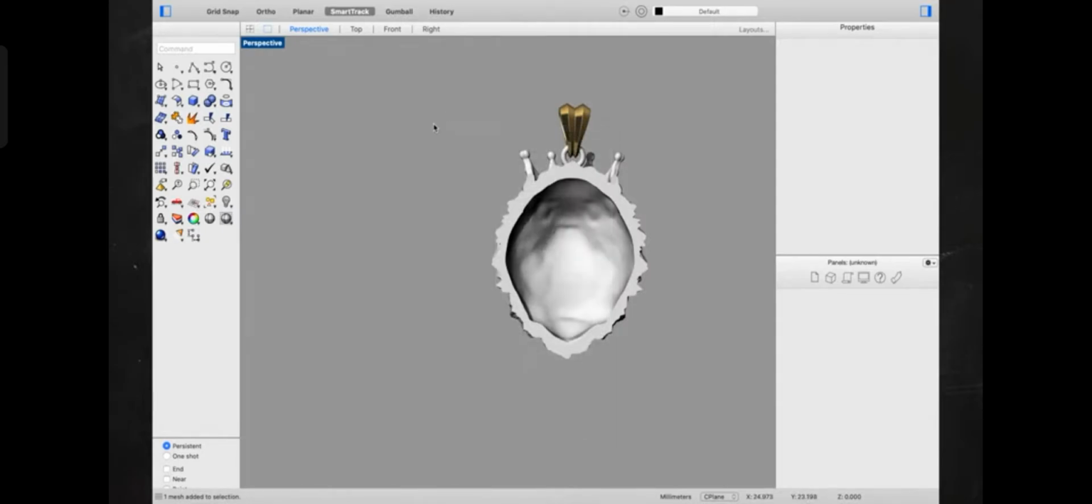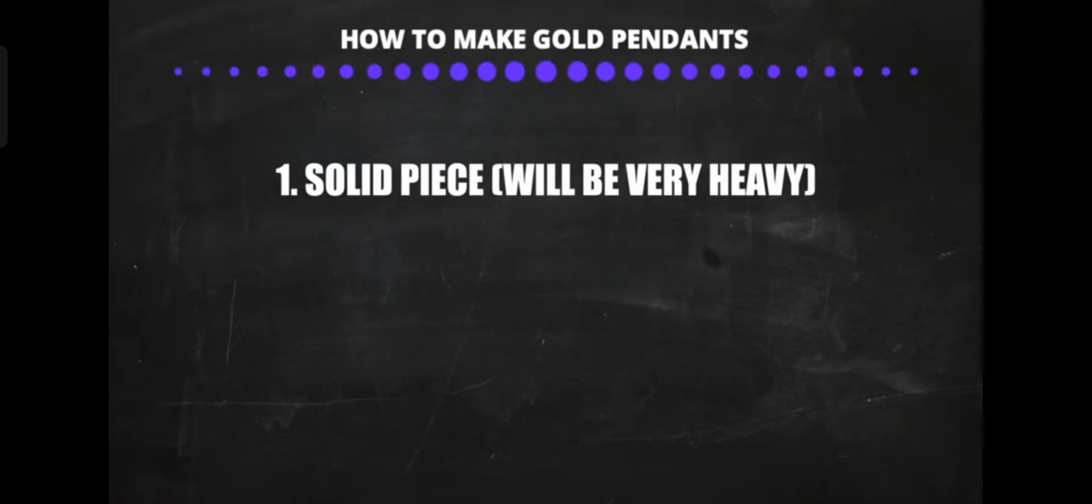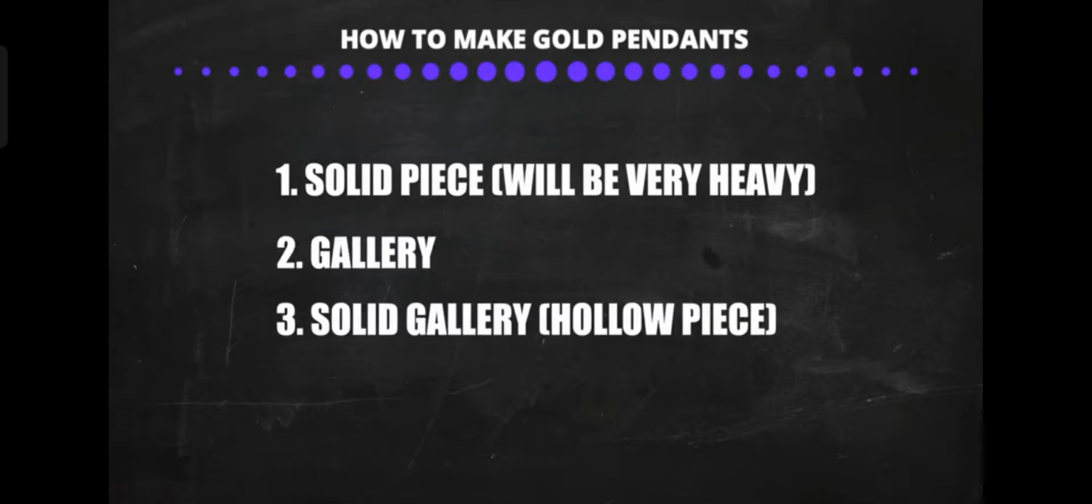So when you guys are making pendants that are bulky, we have 3 ways we can make them. The first way is we can make it fully solid. The problem with this is the piece is going to be very heavy. The second choice is we can add a gallery. And the third choice is that we can make a solid gallery, which will make the piece look like it's solid, but really it's going to be hollow.